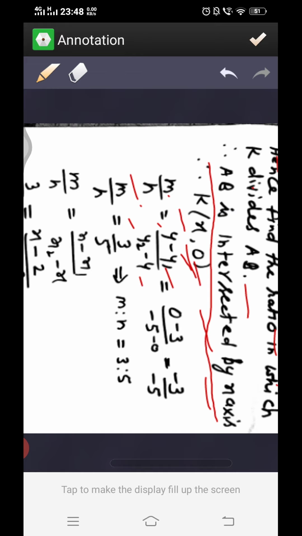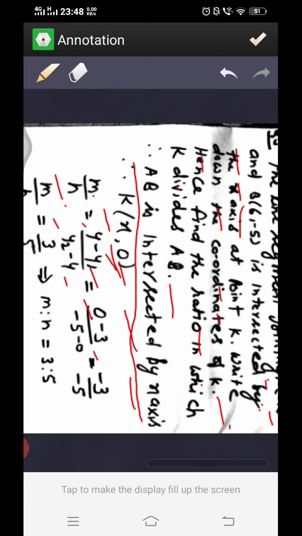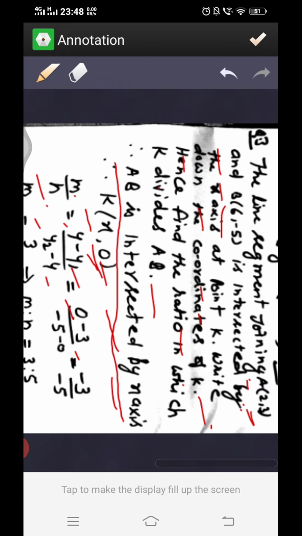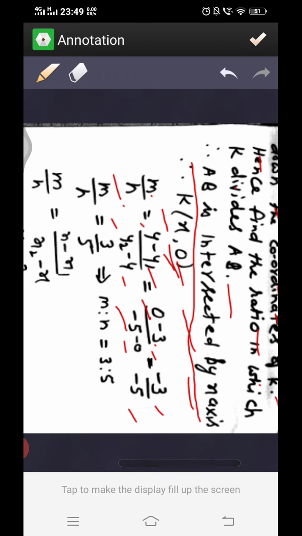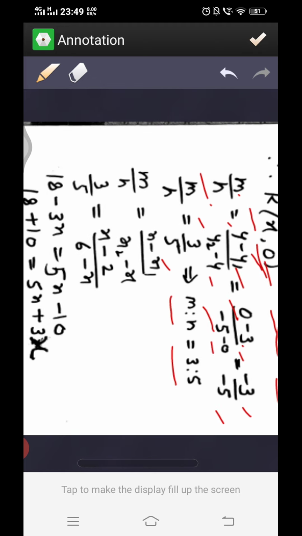You see, y equal to 0 minus y1, that is, we can see y1 is 3, so minus 3, and y2 minus y, y2 is minus 5 and y is again 0, so we are getting minus 3 upon minus 5. Both minus cancel, it will become positive. So m upon n is 3 upon 5. This implies m is to n is 3 is to 5. So this is our ratio. Now we will use this ratio to find the missing coordinate x.